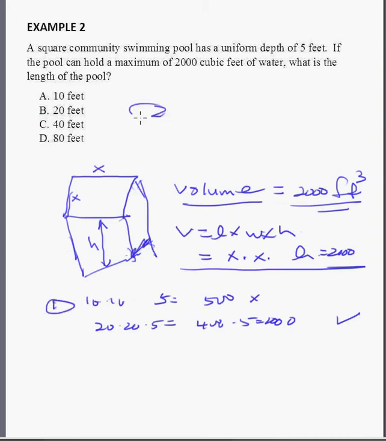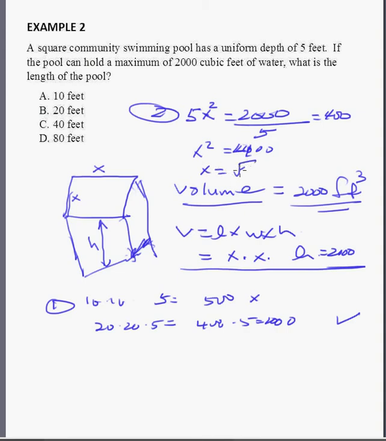For method two, from here we know that 5 times x squared is equal to 2,000, right? Because we know our h is equal to 5, if I divide this out by 5, that gives me 400 here, and therefore x squared is equal to 400. Then x is equal to the square root of 400, which is equal to plus or minus 20. But we are looking at the length, so we are going to worry about the plus 20 side, and therefore 20 is your answer.